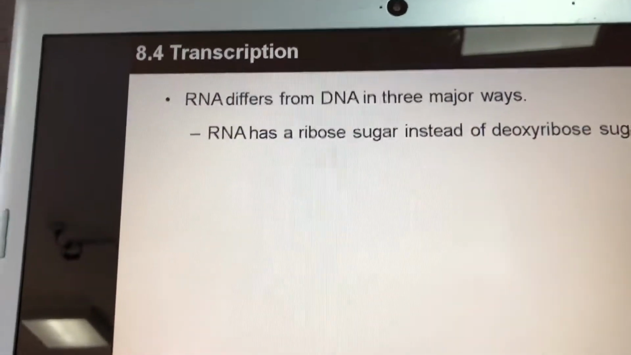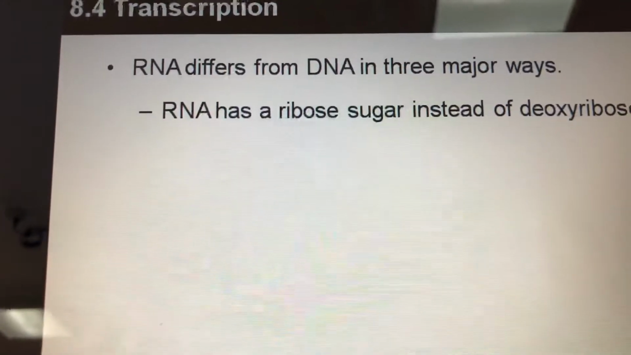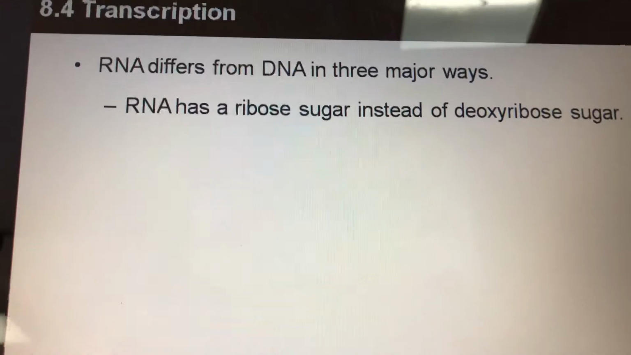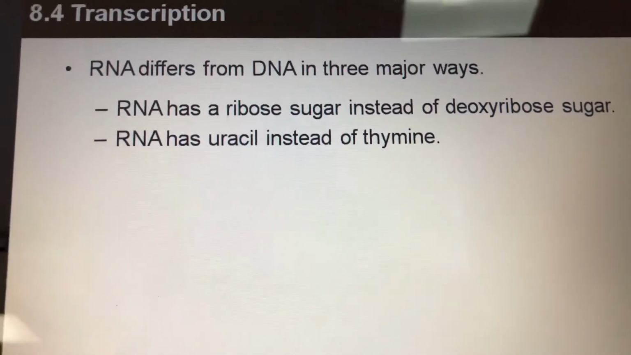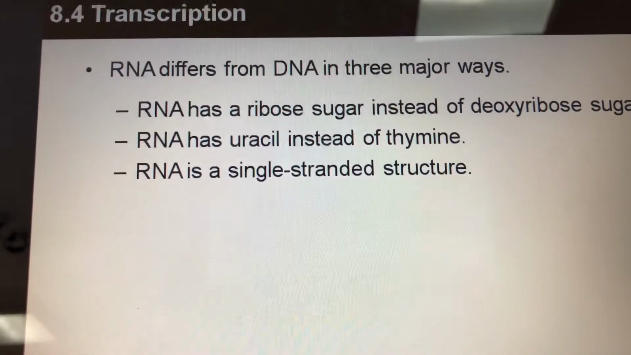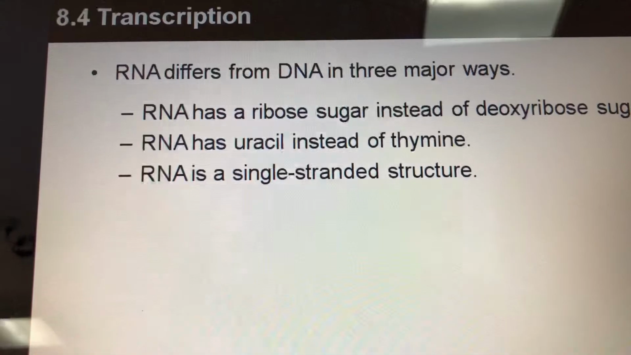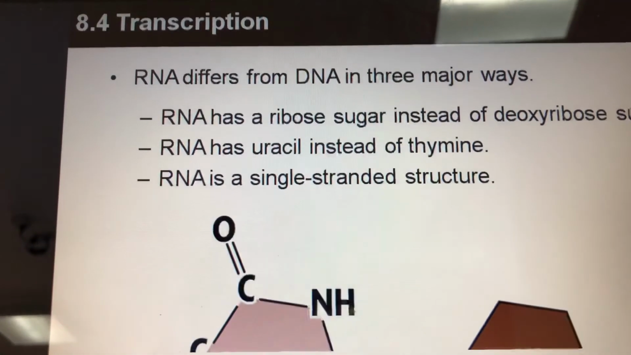Now, how do these two molecules differ? There are three major ways. RNA has ribose sugar instead of deoxyribose sugar. RNA has uracil instead of thymine, which is the nitrogen-containing base. And RNA is a single-stranded structure, whereas DNA is a double-stranded helix structure.